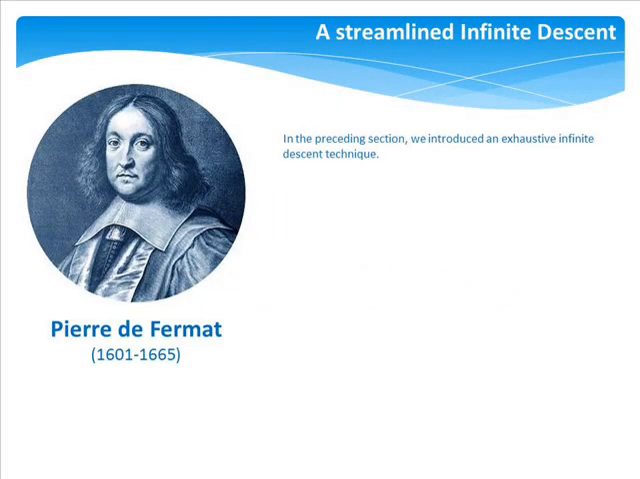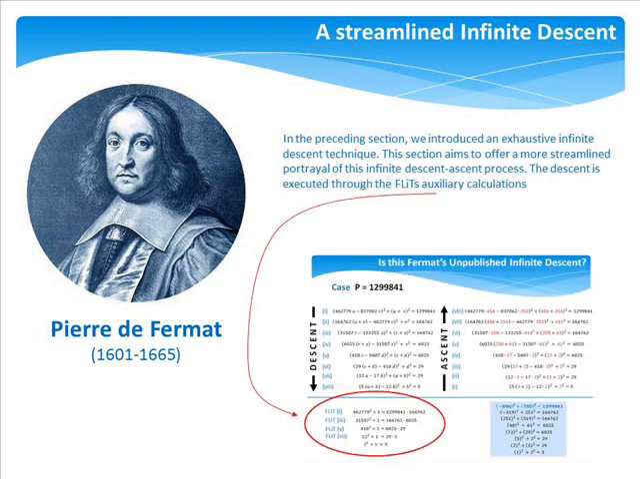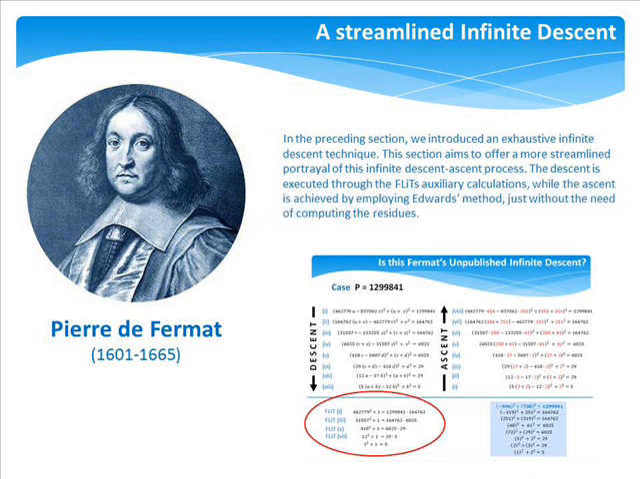In the preceding section, we introduced an exhaustive infinite descent technique. This section aims to offer a more streamlined portrayal of this infinite descent-ascent process. The descent is executed through Fermat's little theorem auxiliary calculations, while the ascent is achieved by employing Edwards' method, just without the need of computing the residues.